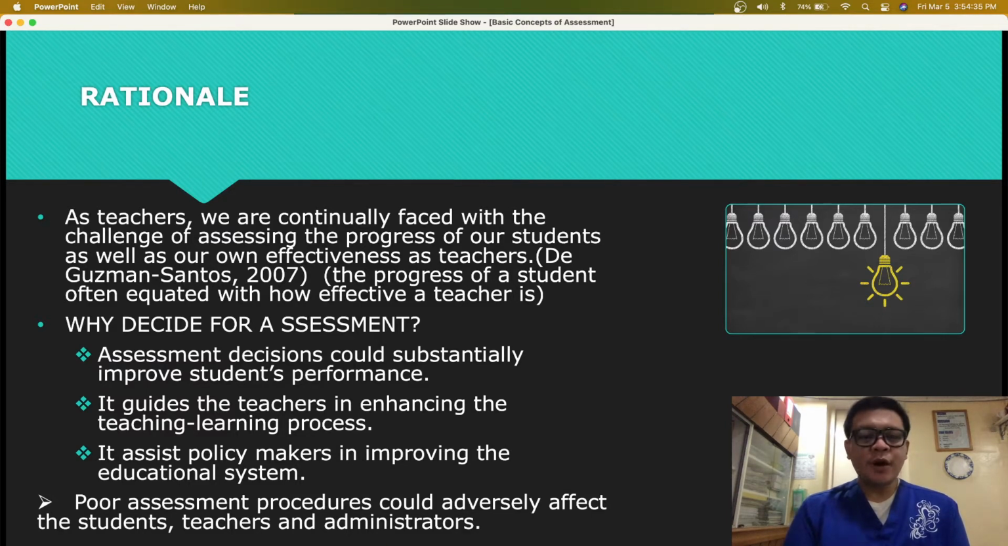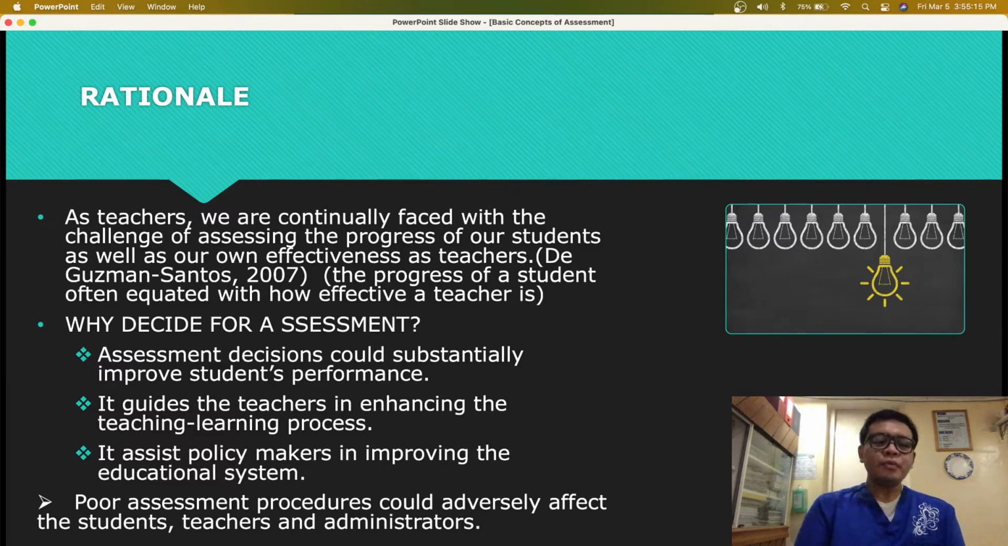As teachers, we are continually faced with the challenge of assessing the progress of our students as well as our effectiveness as teachers. That's according to Guzman and Santos of 2007. The progress of the student is often equated with how effective a teacher is. So, as part of what we continually do to our students, assessment is very important in order for us to make sure that our students are well observed, and at the same time we know the progress in terms of education or based on the pathway that they're going.